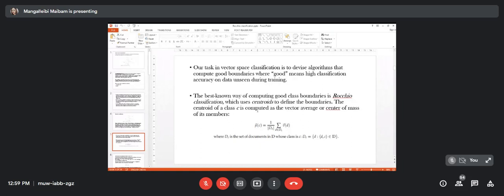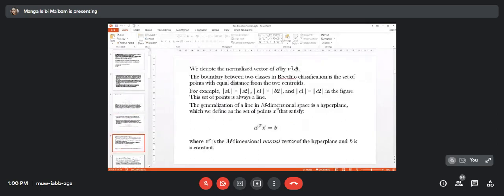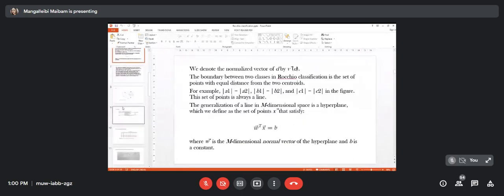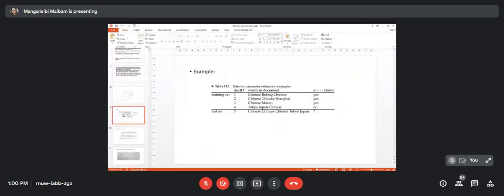So we will be having two centroids, one for the China class and the other one for the not China class. Then after that, we will come to the example here. For the past 3 days we are doing the same example so that you can know the difference between the different methods.